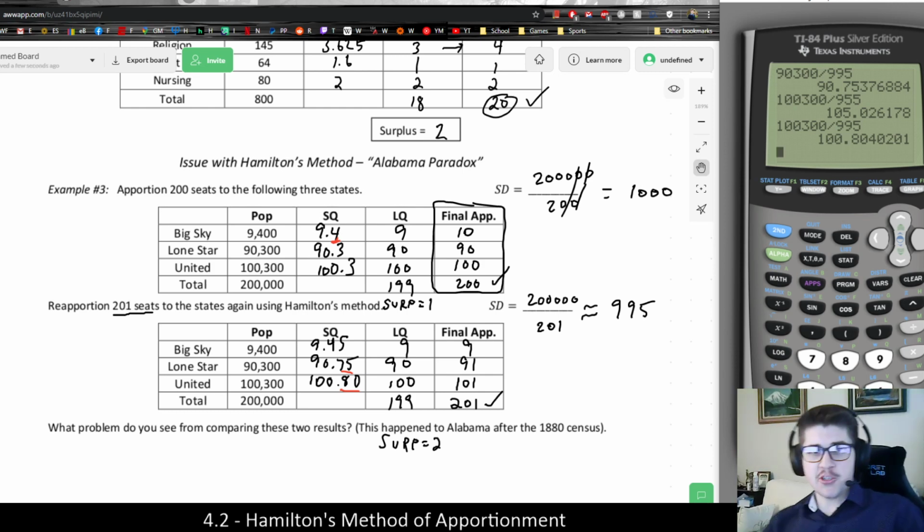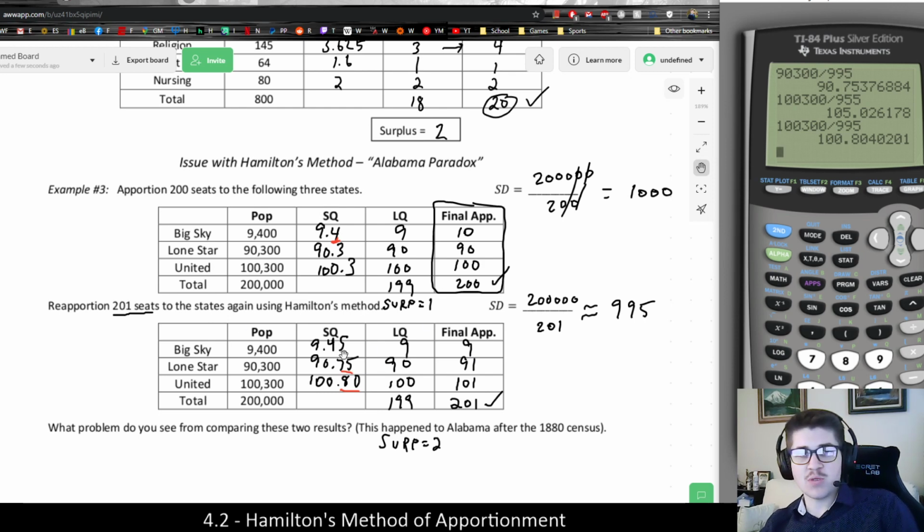So what's the issue? Well, this is an example of an Alabama paradox, because notice that under 200 representatives, Big Sky would have gotten 10 seats on their house, or again, whatever the situation is. But if we actually increase the total representation, notice that Big Sky actually lost a seat, and that seat was sort of redistributed to its larger counterparts. Is this fair? No, not at all. It's something that's a bad problem.